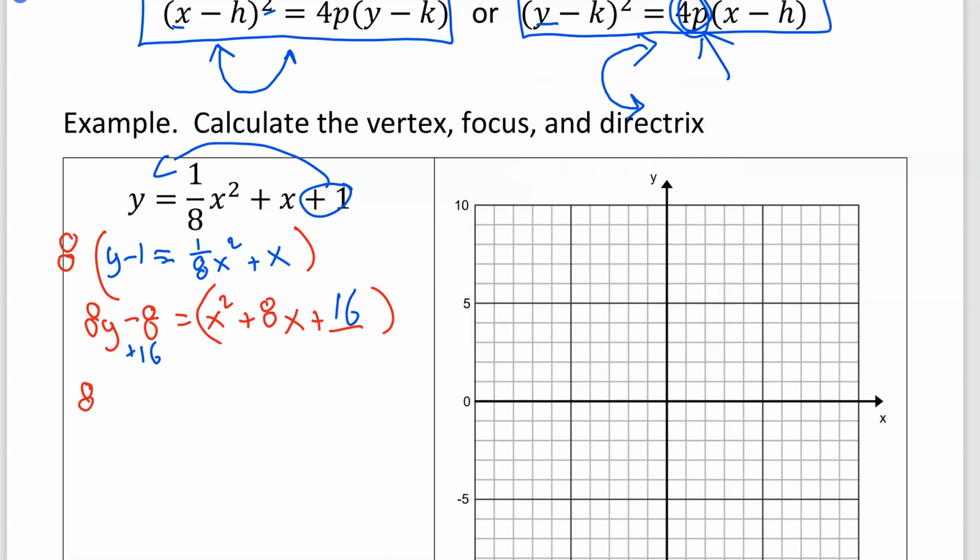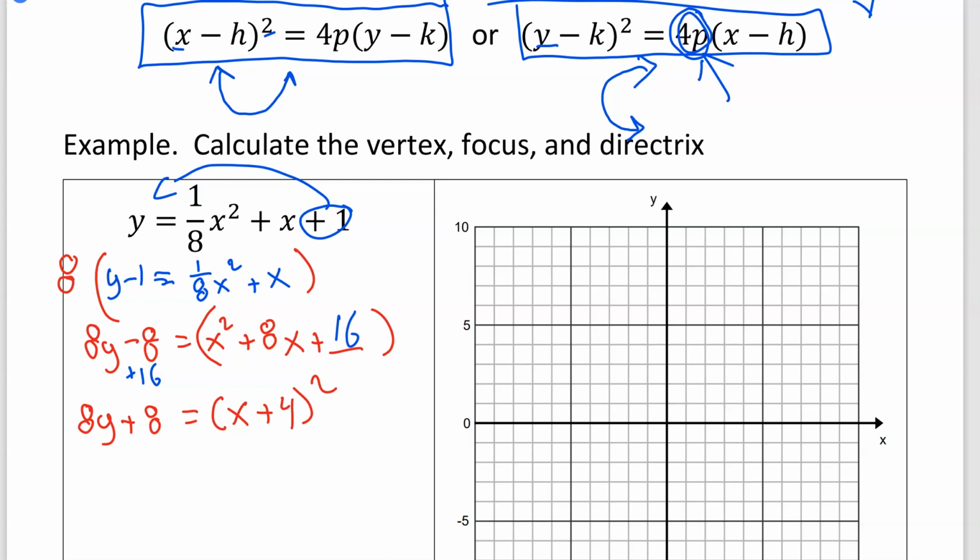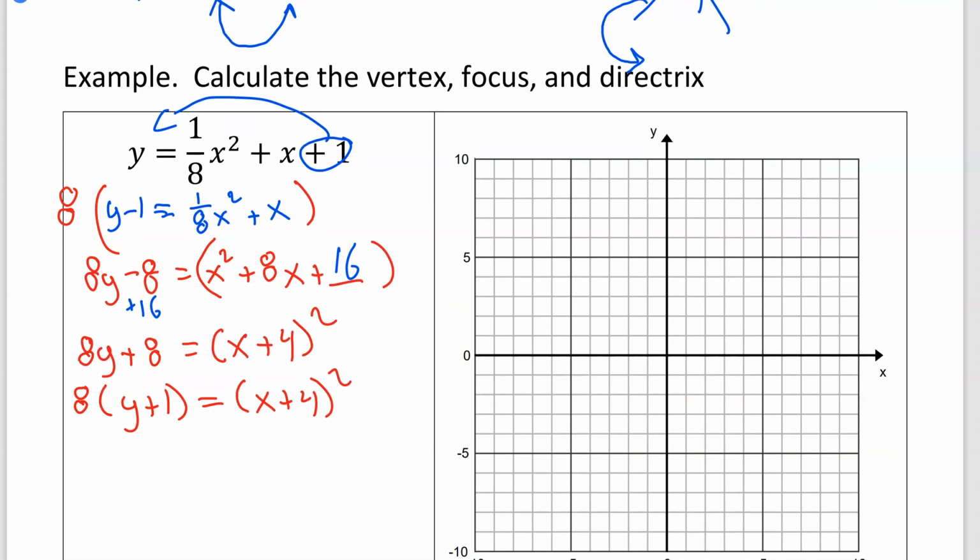And we're left with 8y plus 8 is equal to x plus 4 quantity squared. Now you notice, we've got to factor that 8 out also. Notice these problems have a 4p in front. That's where this 8 is. So I think it's got to be 4 times 2. 4 times 2 would make an 8.